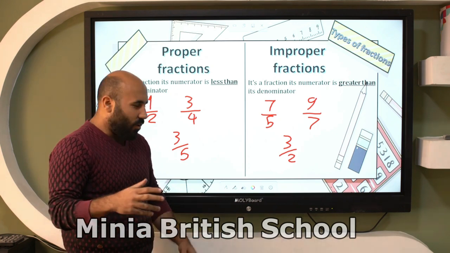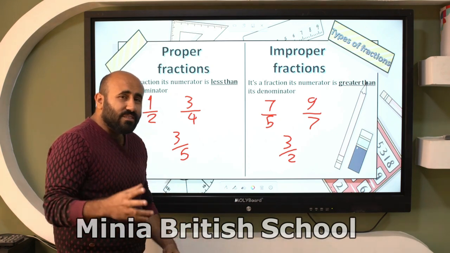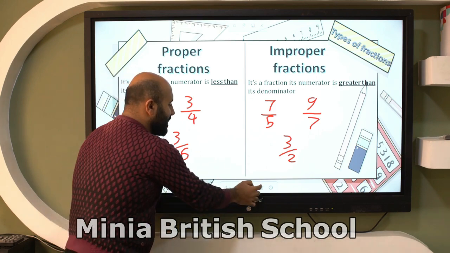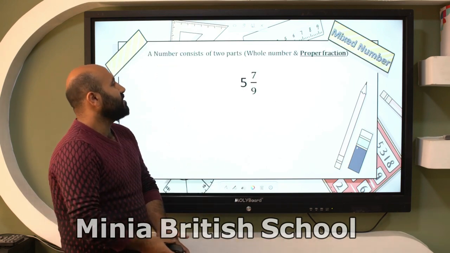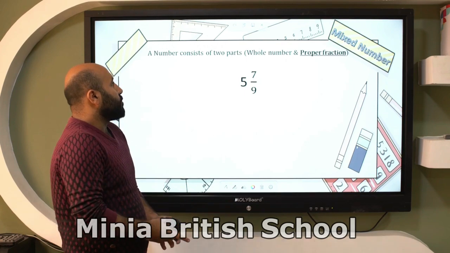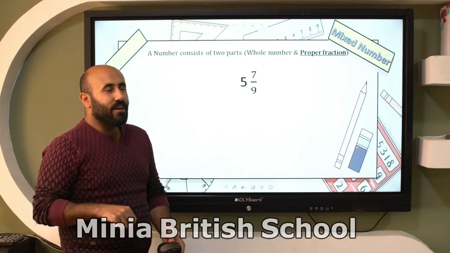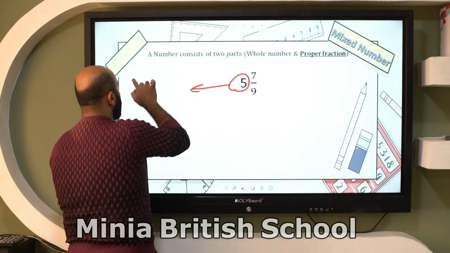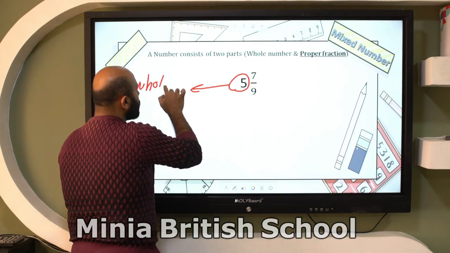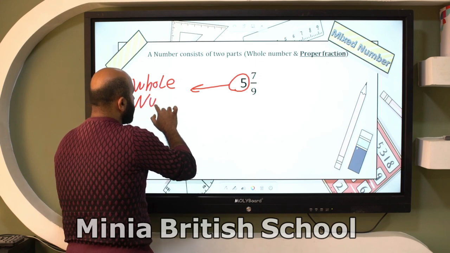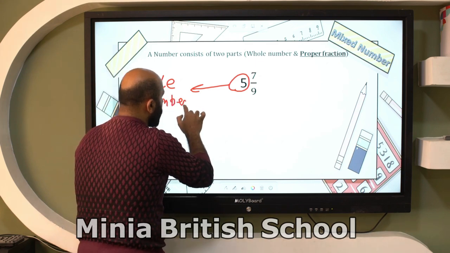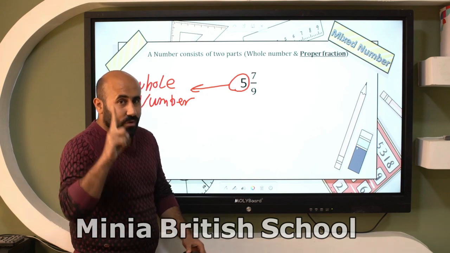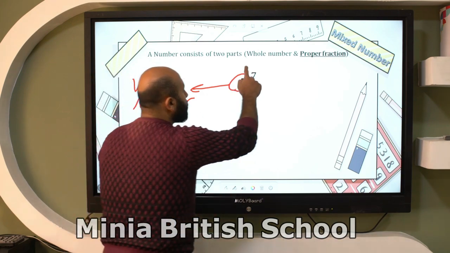Is there any kind of numbers including fractions? Simply we can say yes, and this number is called the mixed number. The mixed number is a number consisting of two parts. The first part is called the whole number. And the second part is a proper fraction. Don't forget, the second part is a proper fraction.